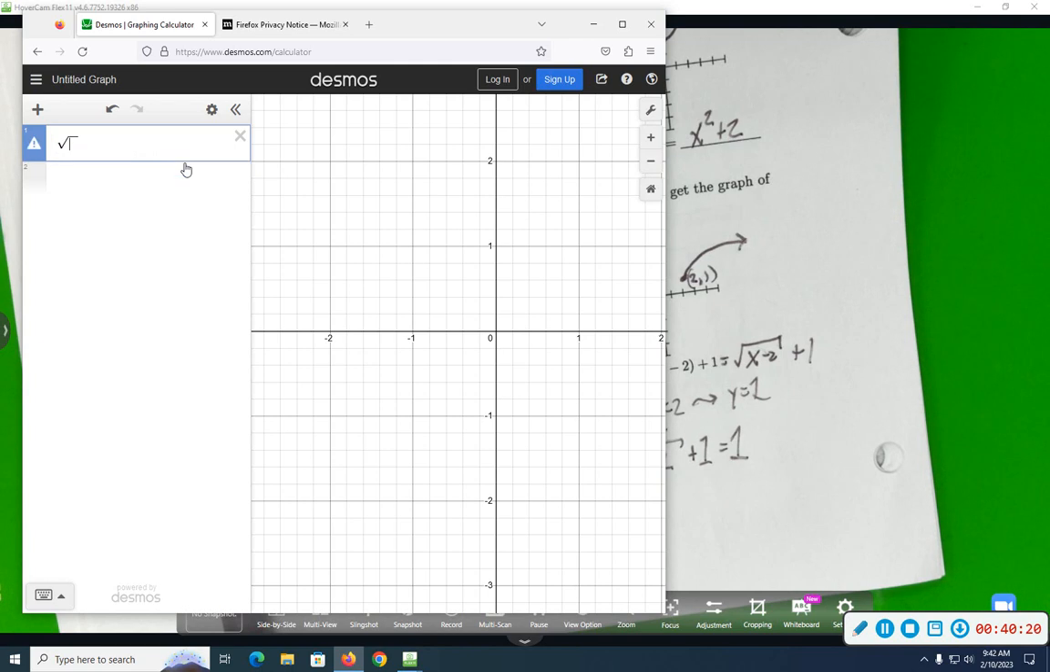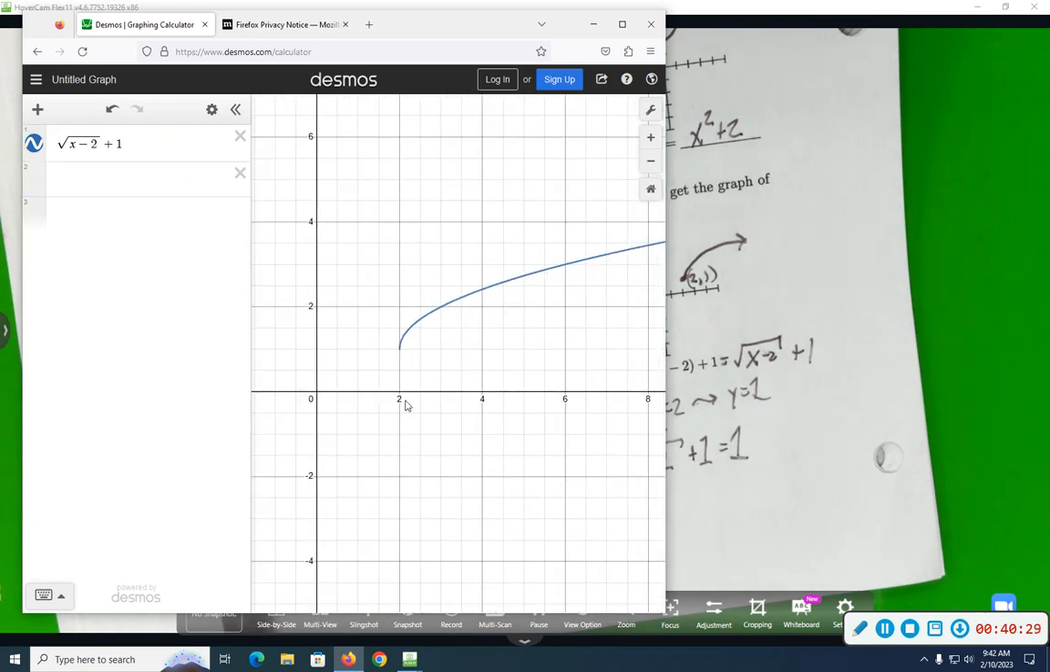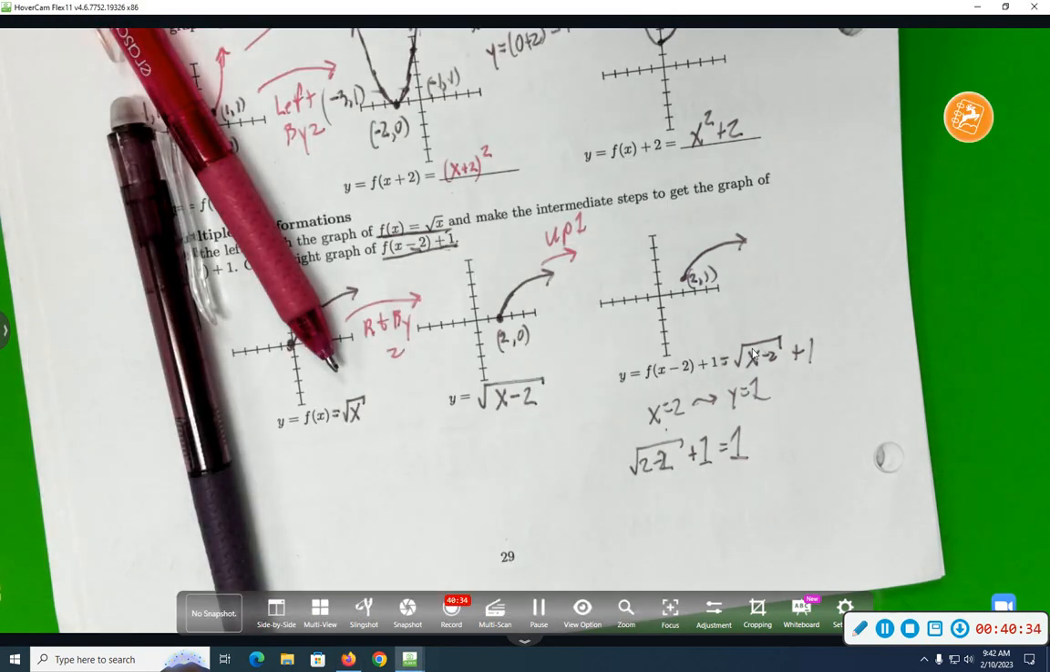Square root of x minus 2 plus 1. Does that look about in line with what we got? All right, so the computer says that it checks out. Let's do one other thing.